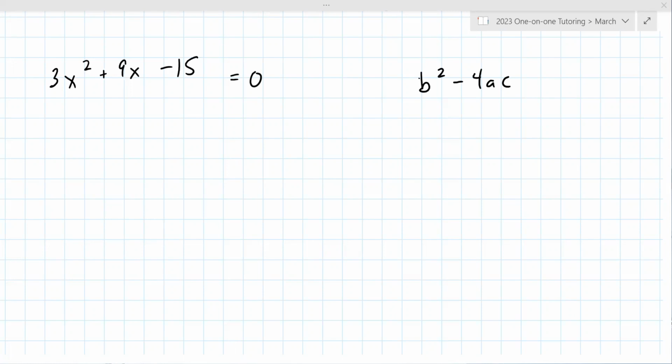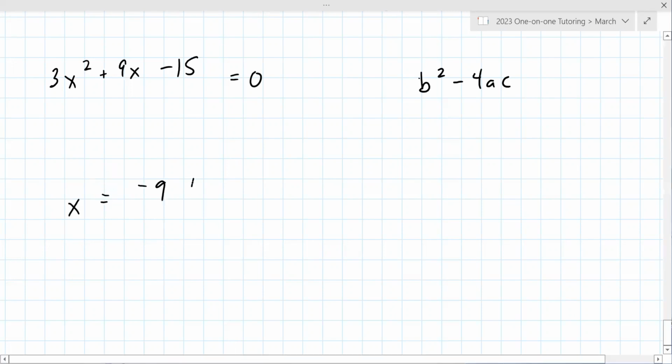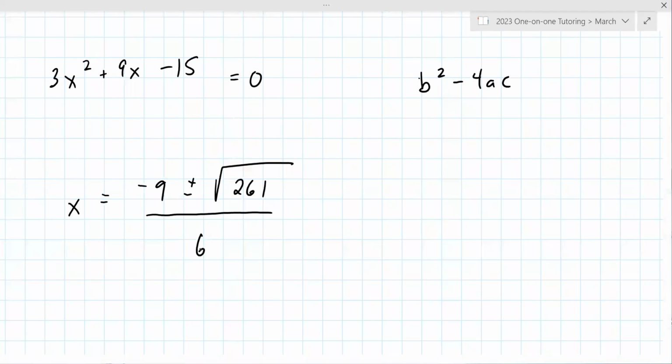Got 261. Yeah, very good. So x equals minus 9 plus or minus the square root of 261 divided by 6. Okay. Is that all right? Yeah.